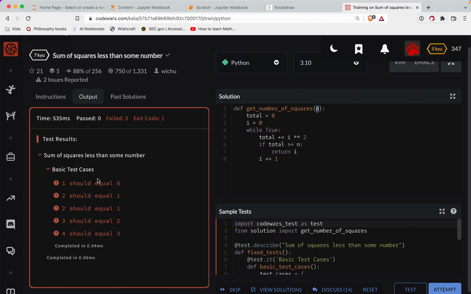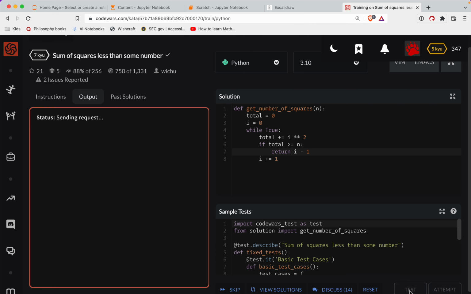Okay, so here's the issue. The pattern here in the test, if you notice, I'm off by 1. So 1 should be 0, 2 should be 1, 3 should be 2, 4 should be 3. Instead of returning i, if I do i minus 1, this will fix that issue. So let's try that out.